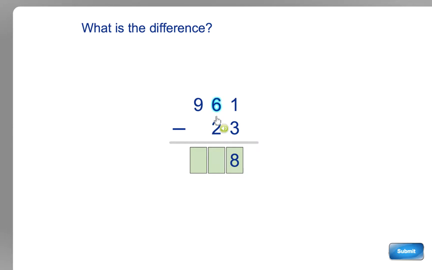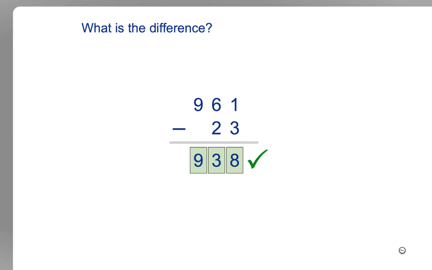Then we come to look at the tens, and we need to remember we've used one of these 6 tens. We took it over here. So we haven't got 6 here anymore. We've got 5. So it's 5 take away 2. We can do 5 take away 2. 5 take away 2 is also a basic fact. It's 3. And in the hundreds, we've got 9 take away nothing, which is 9. Okay, so that's our answer, 938.